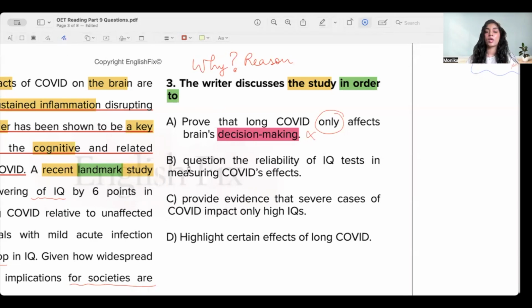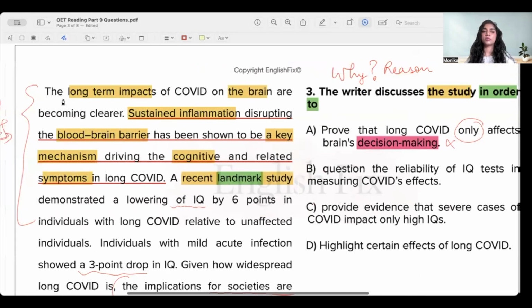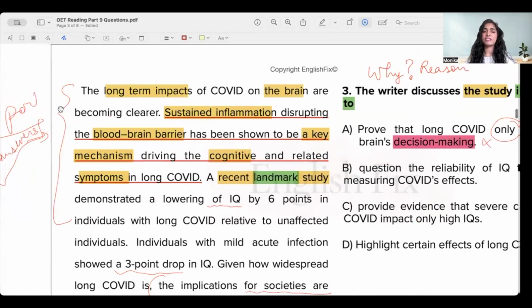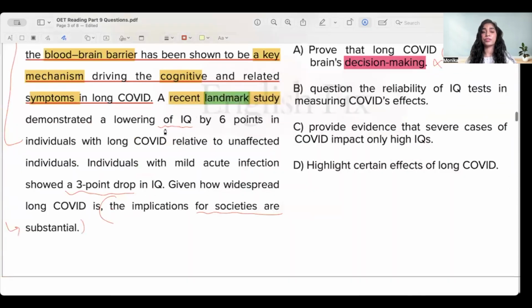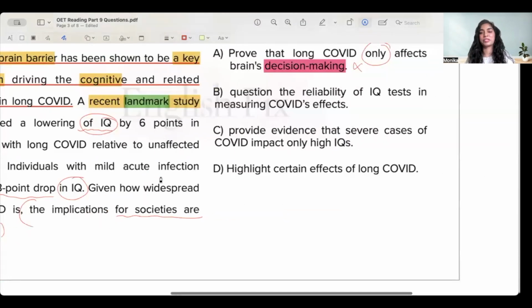Then B says, question the reliability. The writer is discussing the study so that he can question the reliability of the IQ tests which are measuring COVID's effects. See, when I talked about this perspective, I didn't find the IQ here. No, I didn't. But I found the IQ here. If your answer is ever coming from the actual example, quote, study, research, data that the writer is using for some purpose, if it's coming from inside that, it's most probably not going to be the answer.